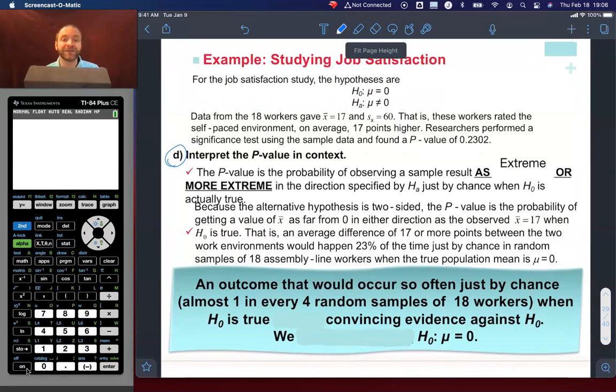Now, because this alternative hypothesis is two-sided, the p-value is the probability of getting x bar as far from 0 in either direction as the observed x bar, which was 17, when the null was true. That is, an average difference of 17 or more points between the two work environments would happen 23% of the time by chance in the random samples of 18 assembly line workers when the true population mean, mu sub d, was 0.